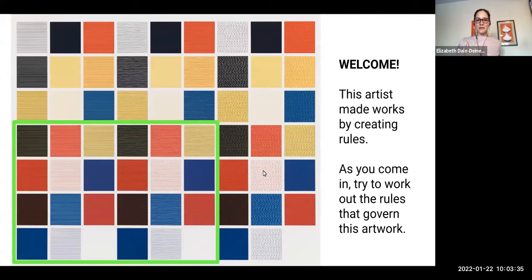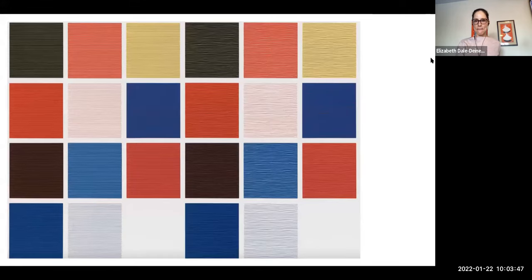is an artist who makes these rules, and we're looking at the whole artwork, the finished product, in quadrants in order to try to figure out what the governing rules might be. So let's look closely at this bottom left, our last quadrant.